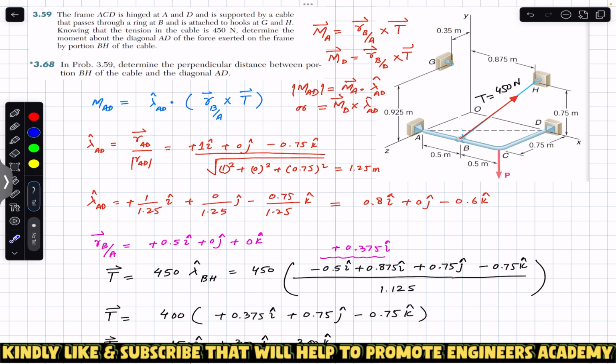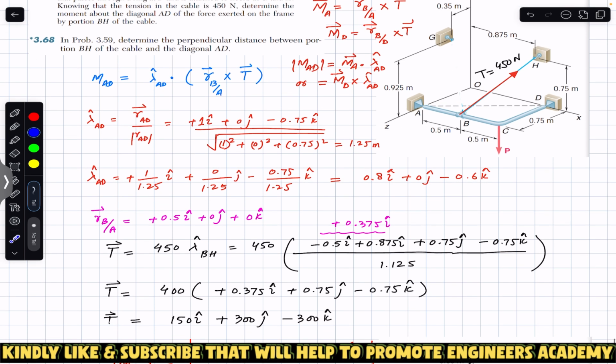Now the magnitude of this position vector will be 1 squared plus 0 squared plus 0.75 squared under the square root, which gives us 1.25 meters. Now the direct distance between point A and D is 1.25 meters. In order to find the unit vector, we have to divide each of these components by this magnitude. So we get the unit vector from A to D, 0.8i plus 0j minus 0.6k, and this is unitless because these are in meters and the magnitude is in meters, and meter will cancel out, and the unit vector is always unitless.